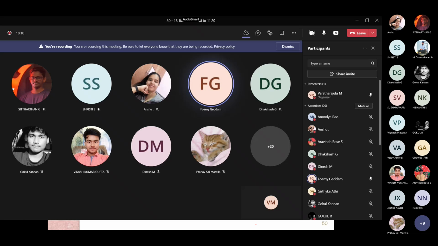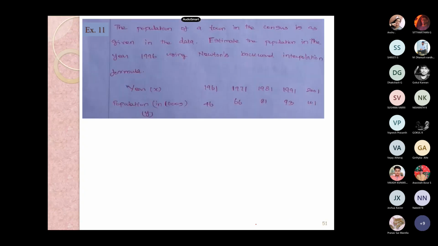Yes, this is exercise number 11. The population of the town in the census is as given in the data. Estimate the population in the year 1996 using Newton's backward interpolation formula. The x is 161 and the y is 46, and it continues till 201 and 101. The population is in thousands.